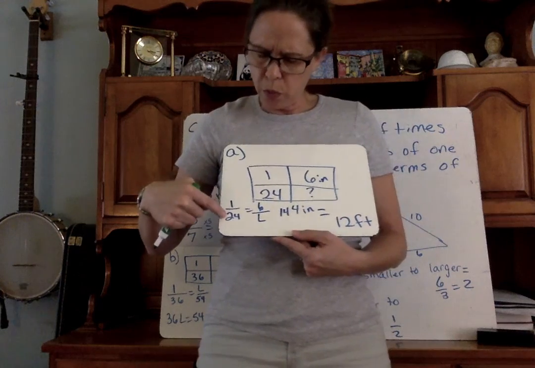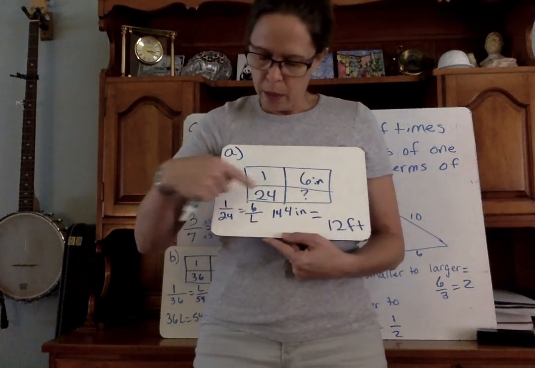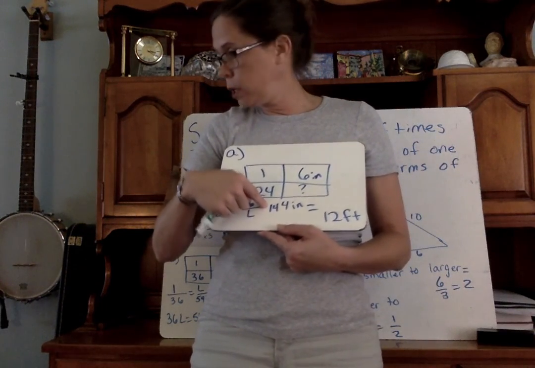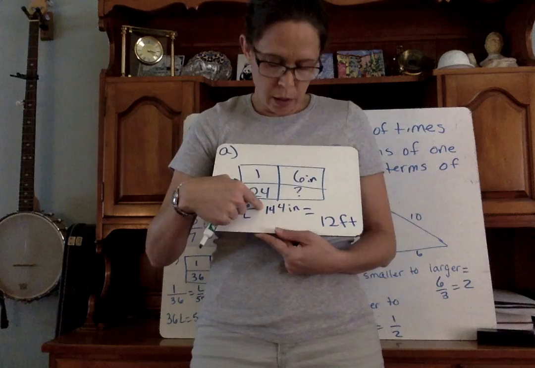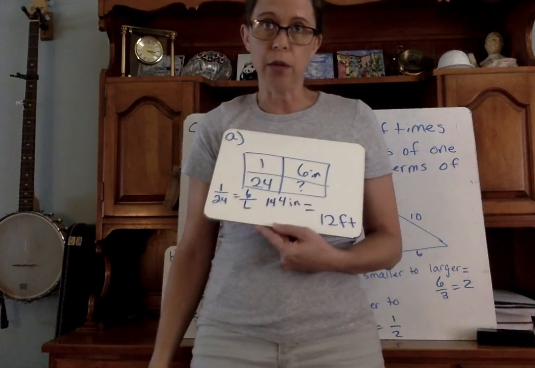So I said 1 is to 24 as 6 is to the length, the actual length on the wall. 24 times 6 gave me 144 inches, but the question asks for the answer in feet. So I divided by 12 to get 12 feet for your final answer on A.